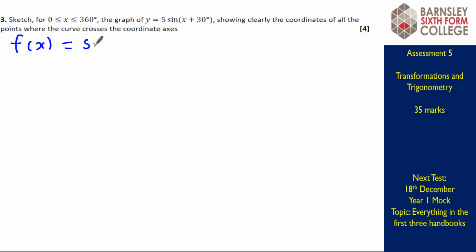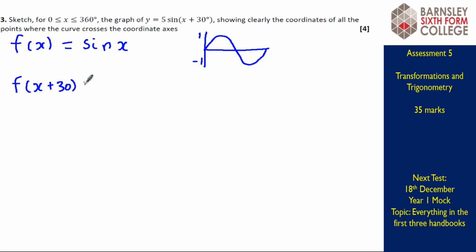So we should all be familiar with what the graph of sine x looks like. Okay, we're just doing this between 0 and 360, and it just looks something like this, where it's crossing at 0, 180, 360, and it ranges between 1 and -1. So now we'll consider what happens as we apply the transformation. Okay, so you can see there we've added 30 to the x.